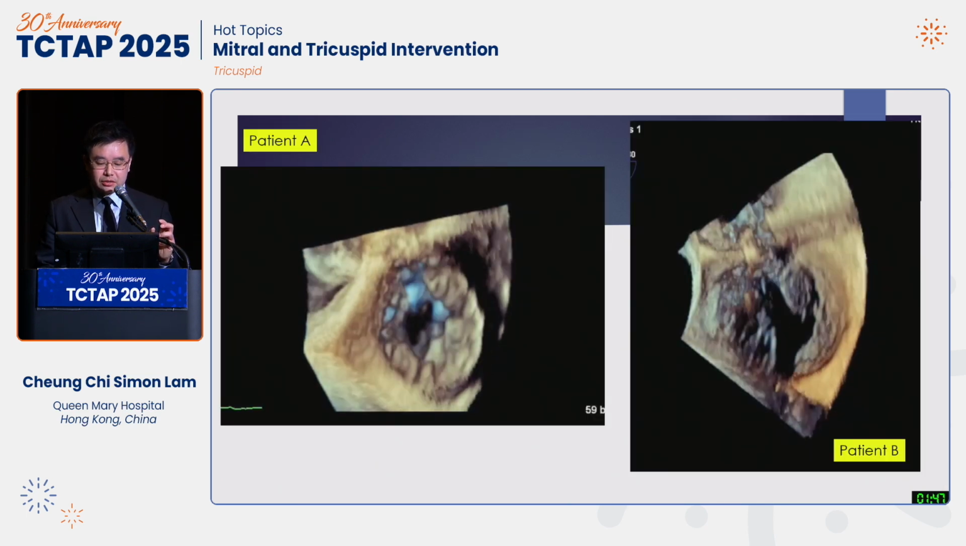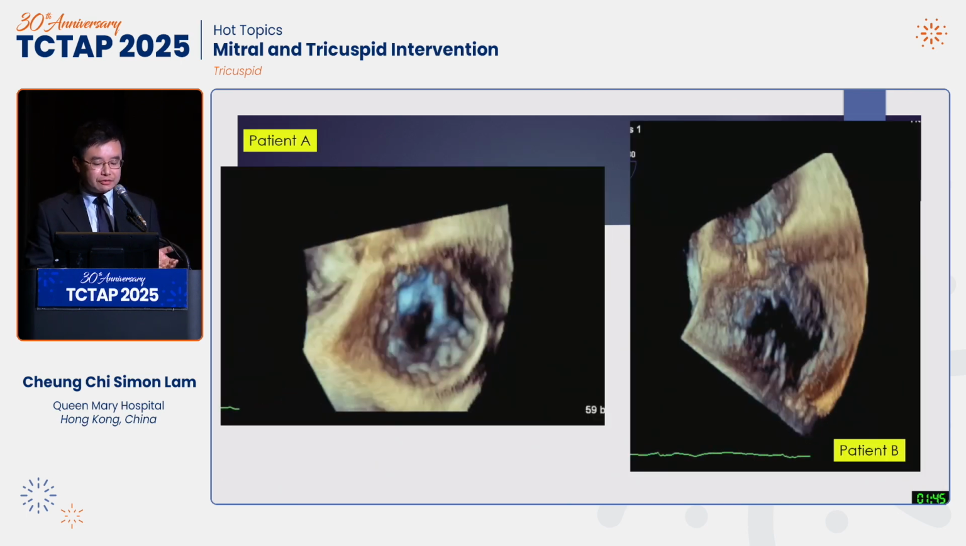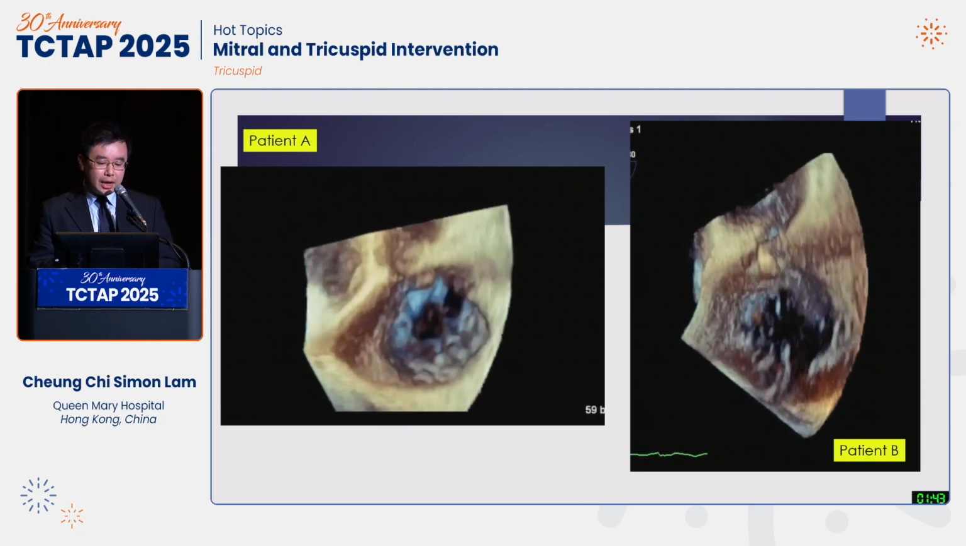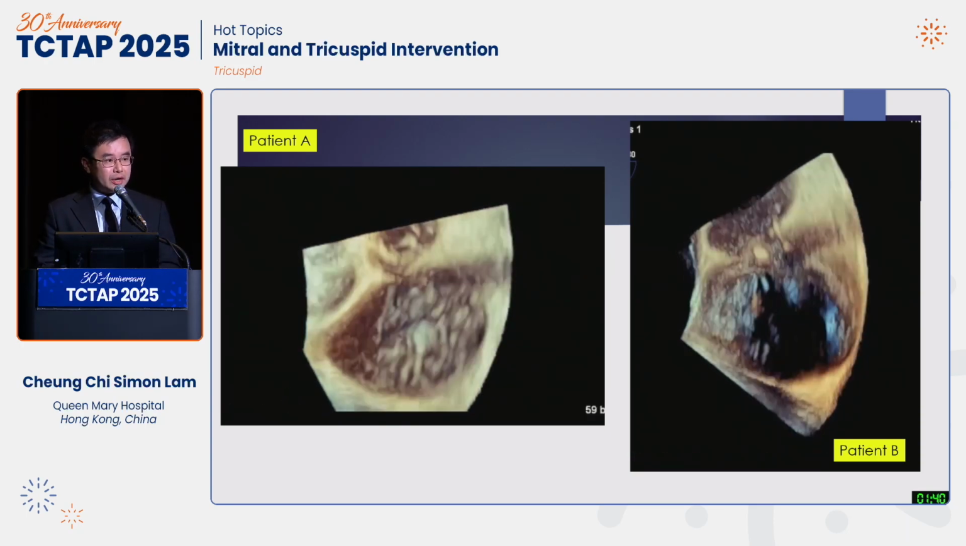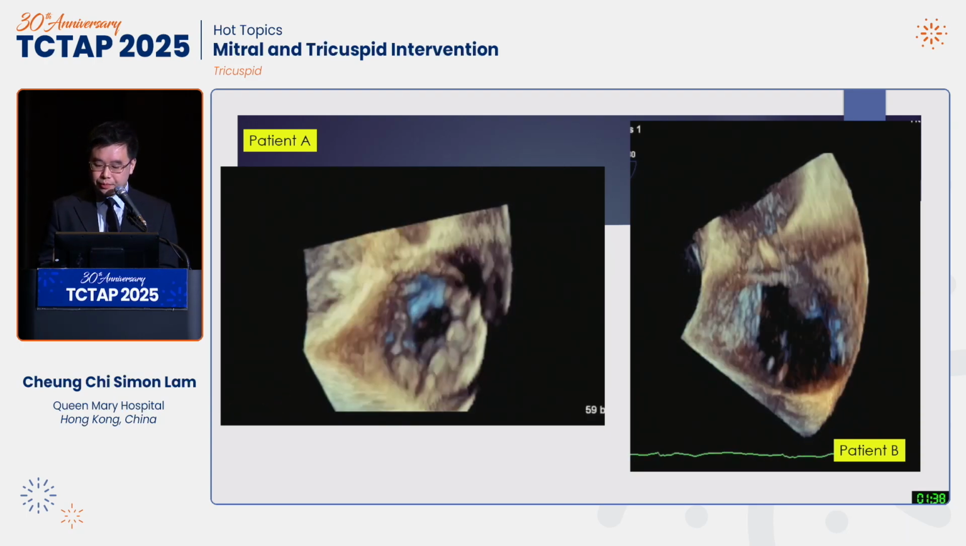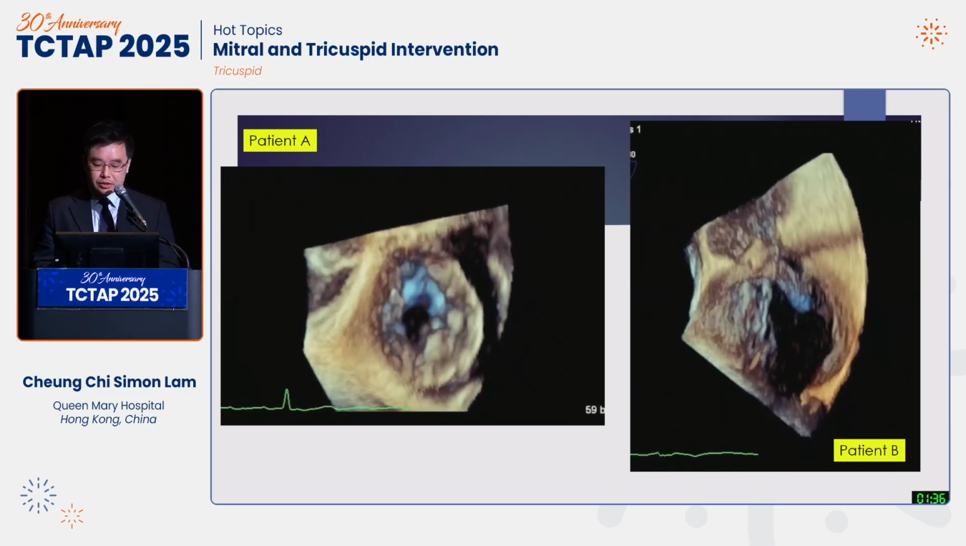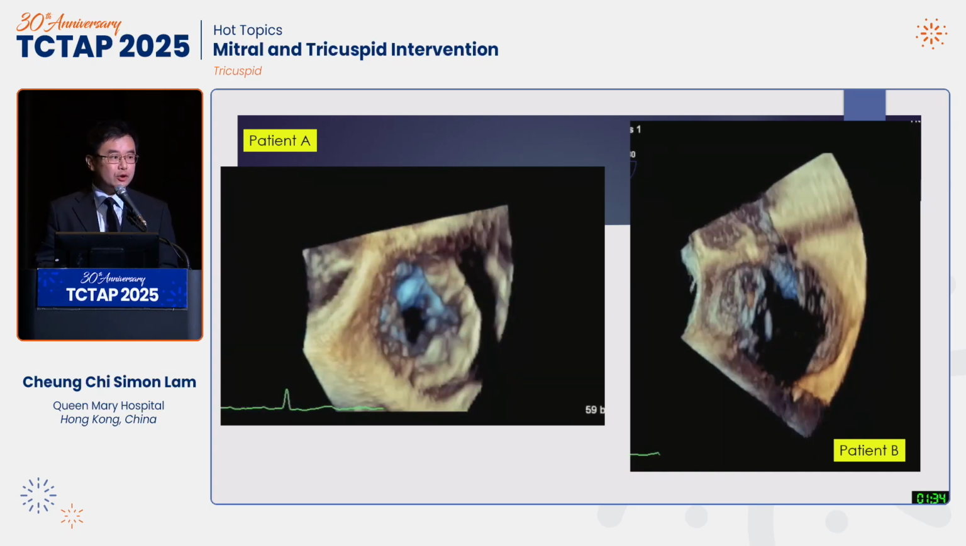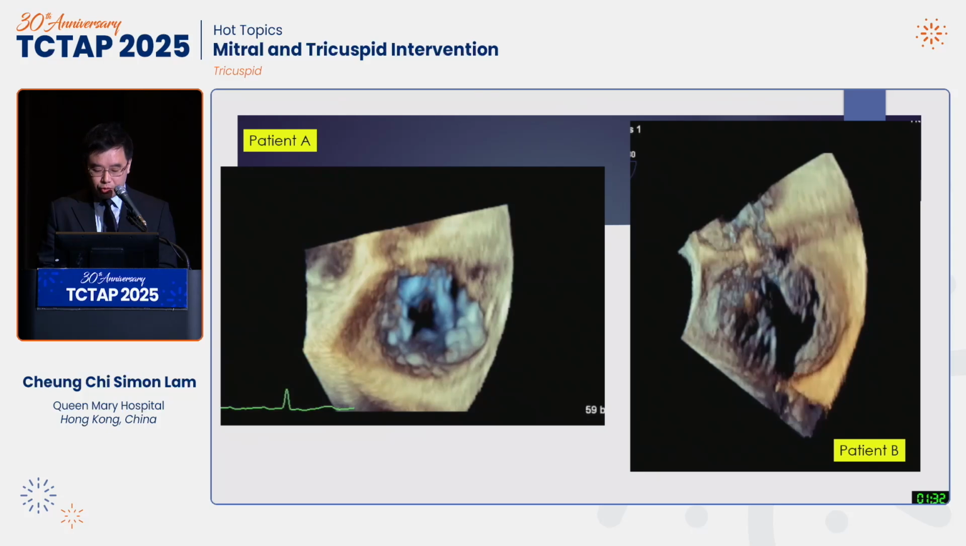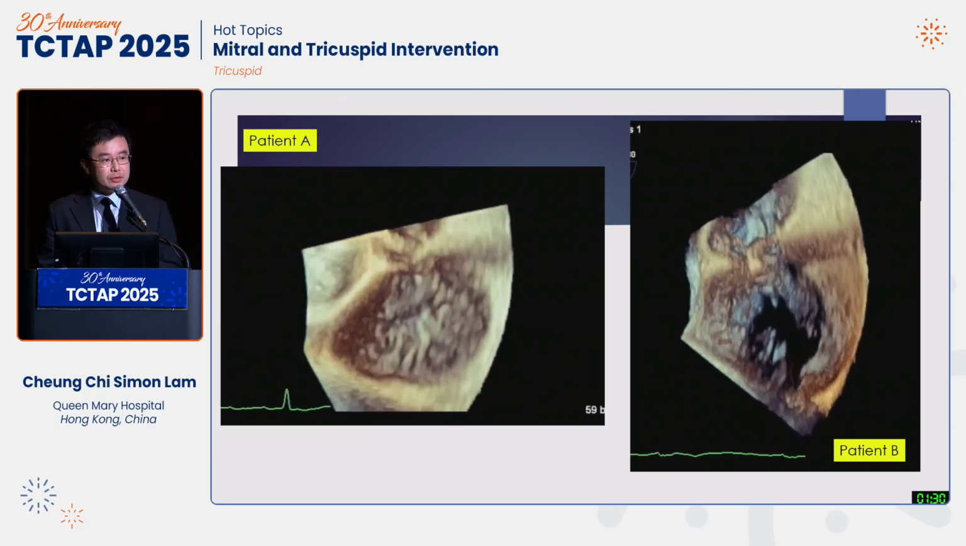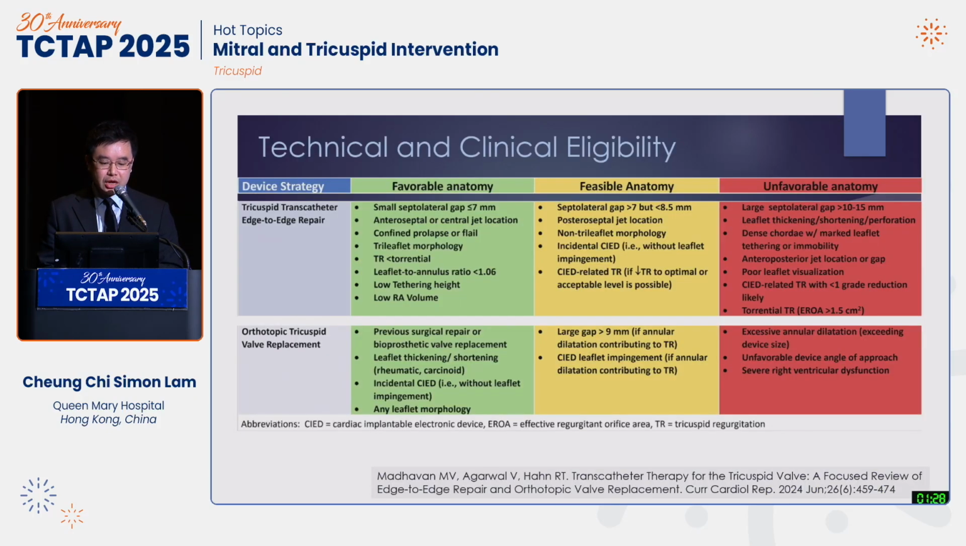Anatomically, you can see the two patients on the left side have better coaptation. The lines are very clear targets for edge-to-edge repair, while on the right side, the gap is wide. There's no way to place your clips, so this would technically be more difficult. It actually gives you some guidance when you look at this kind of image. So there have been red lights, green lights, yellow lights, similar to the mitral valve story, with criteria showing whether it is favorable or unfavorable for edge-to-edge repair.